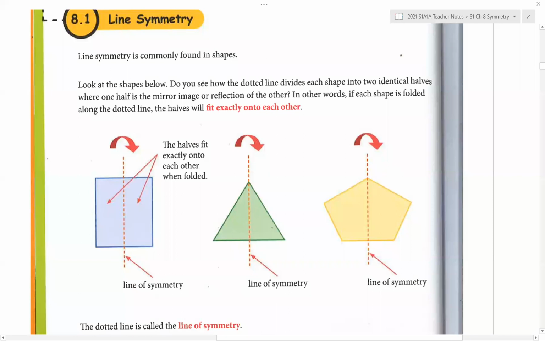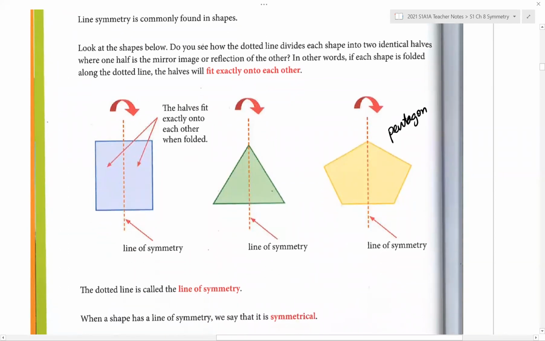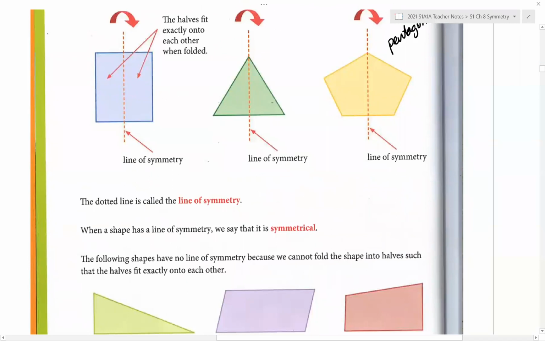Okay, now if we look at a green triangle, the same dotted line over there representing a line of symmetry, I need you to be able to visualize that you can fold and you get the exact same shape on both sides. Are you able to visualize that? Can you imagine in your head? If you can, yes, you have a good idea of what symmetry is about already. And similarly for the last one. So this is a five-sided figure called a pentagon. When a shape has a line of symmetry, we say that it is symmetrical.